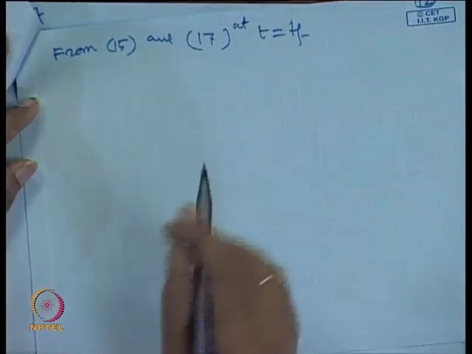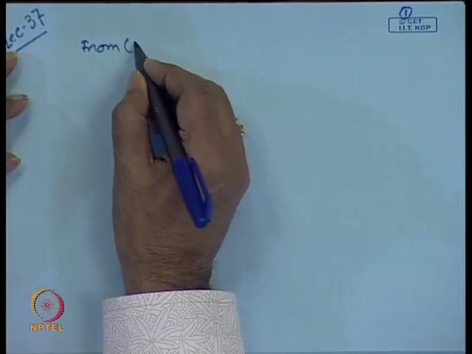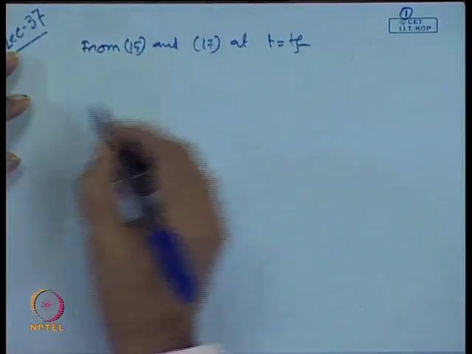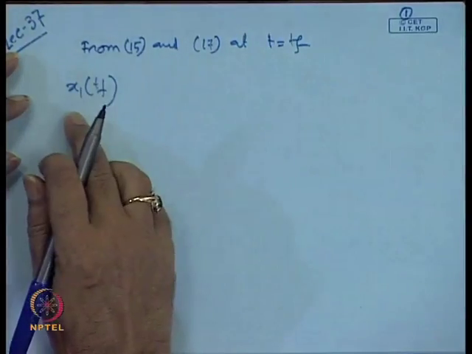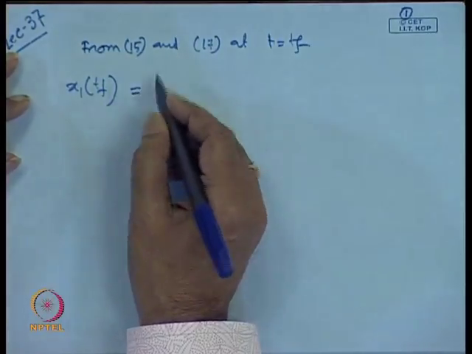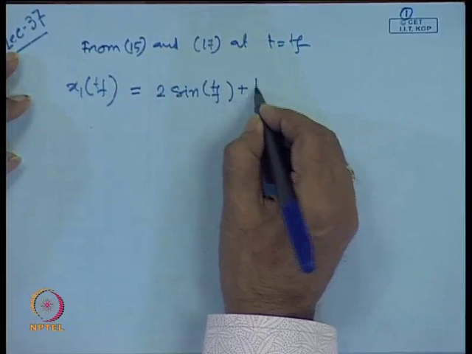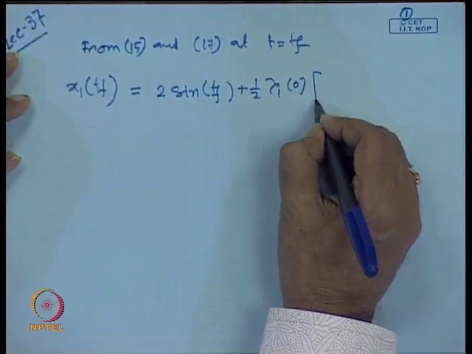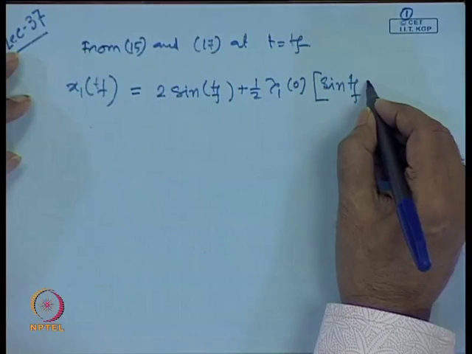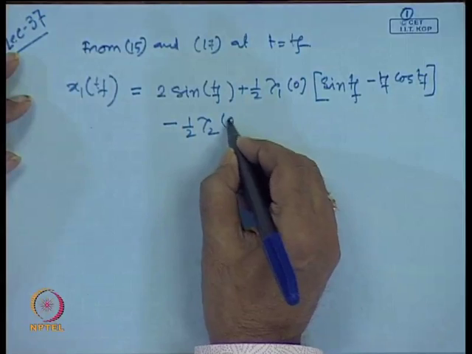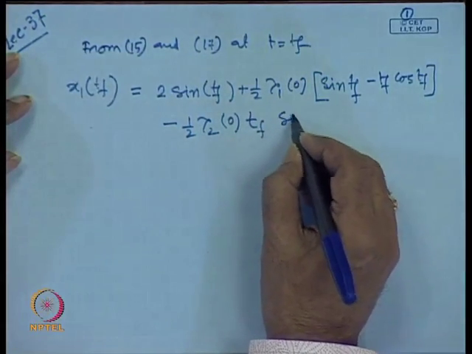If you put t is equal to t f, we will get the expression for that one, which we are going to write here. From 15, t is equal to t f, and from 17 at t is equal to t f, we will get x 1 t f. 15 is the expression for x 1 t, and we are putting t is equal to t f in that expression. So, twice sin t f plus half lambda 1 0 sin t f minus t f cos t f minus half lambda 0 t f then sin t f.